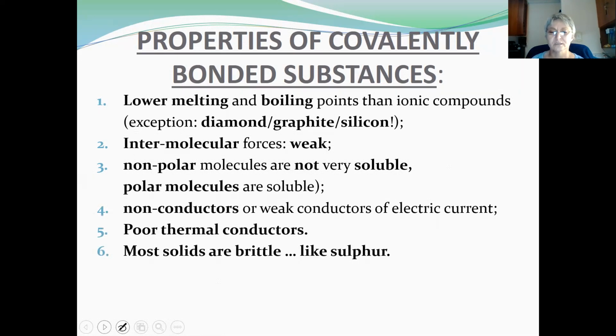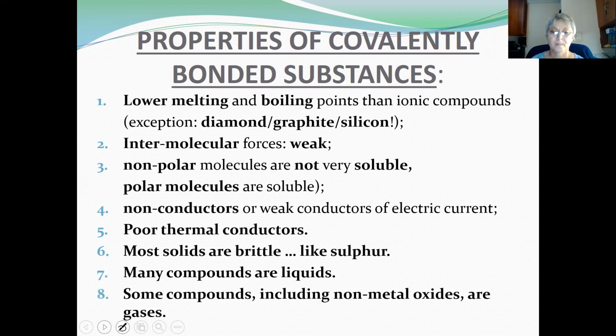Most of them are solids, and when they're solids, they are brittle like sulfur. Many of them are liquids like water, some compounds, including some non-metal oxides, are gases. Another gas would be oxygen, which is an element for that matter, or sulfur dioxide. Right, so these are the properties of the covalently bonded substances that you need to know. Next, I want us to work through some examples.